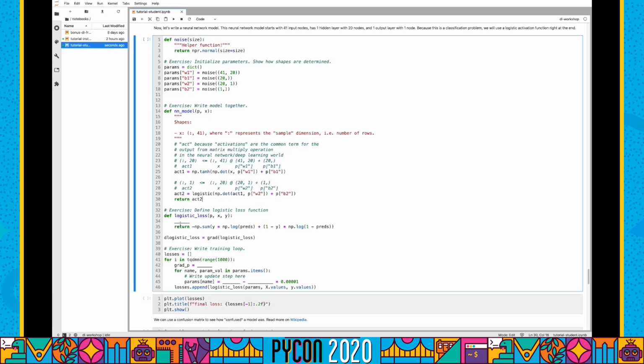All right, let's look at the loss function. The piece that we need to define here is preds.